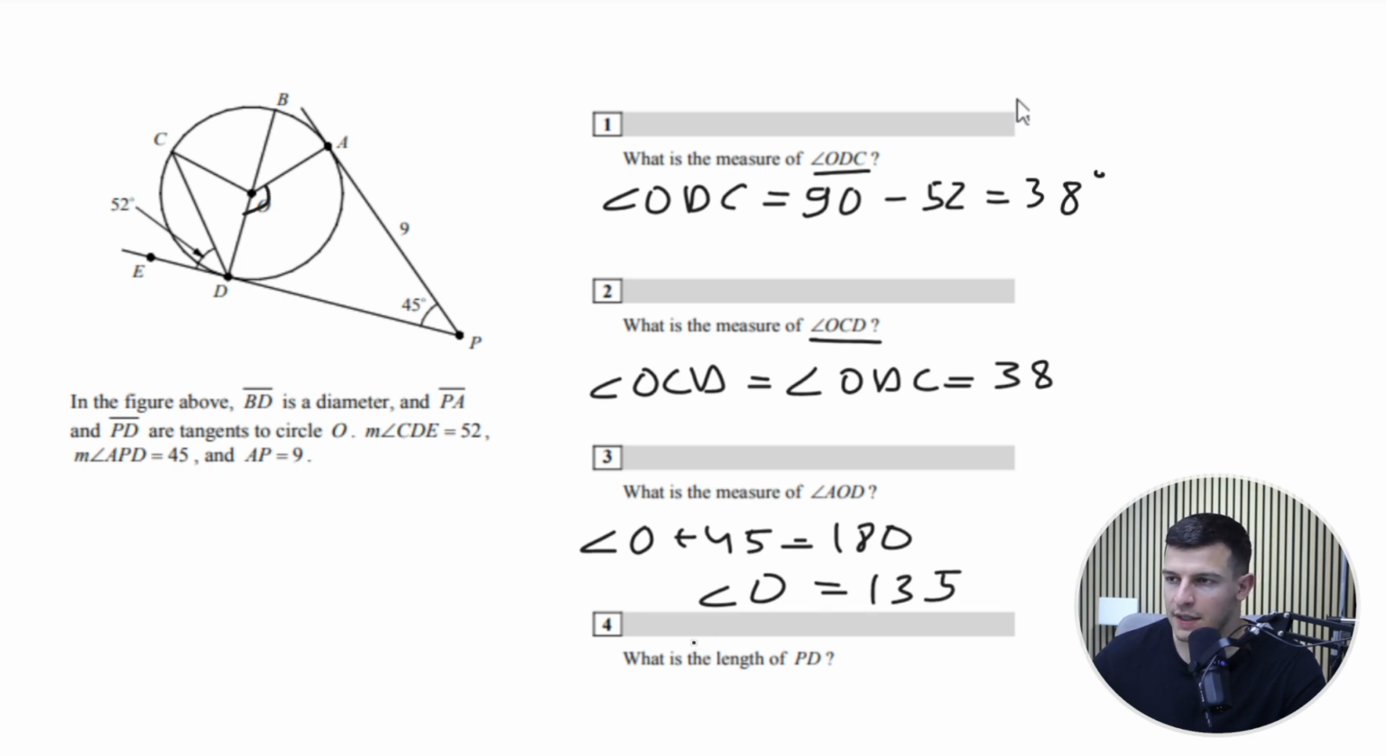What is the length of PD? Now the length of PD is going to be equal to the length of PA, which is 9. Why? Again, because we said any tangents from an external point to the circle have the same length.